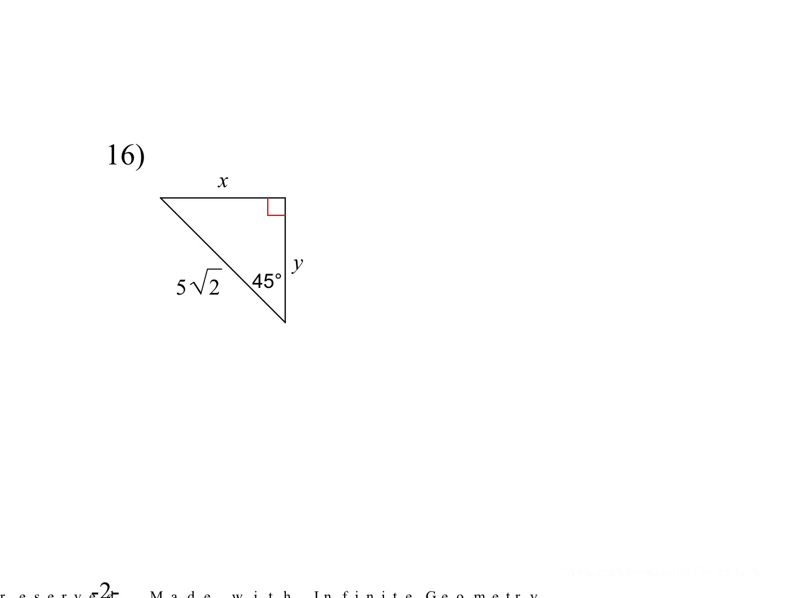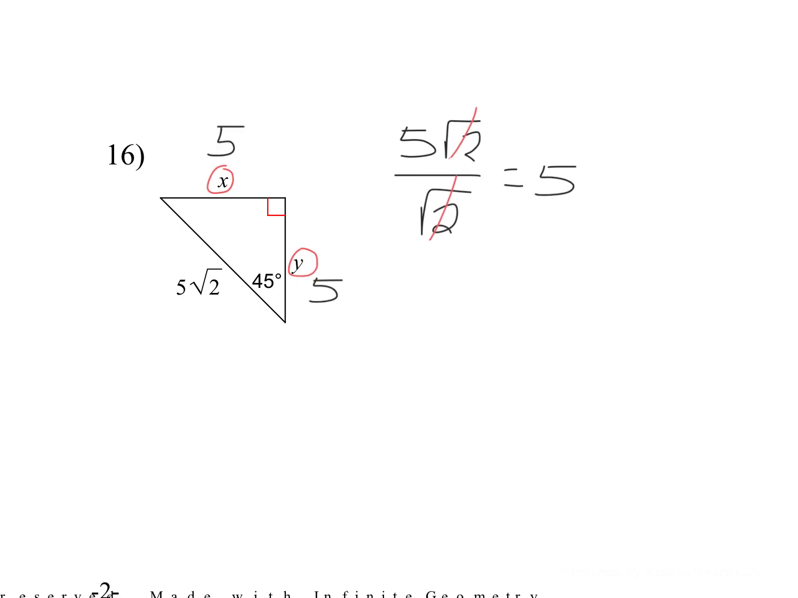So circle the legs. Which ones are our legs? X and Y. So what does it give us? 5 square root of 2. It gives us the hypotenuse. How do I go backwards? Divide by square root of 2. So take 5 square root of 2 divided by the square root of 2. What's nice about this one? Cancel it out, it's 5. Yep, the square roots cancel out, so we're just left with 5. So 5 is our X and 5 is our Y.